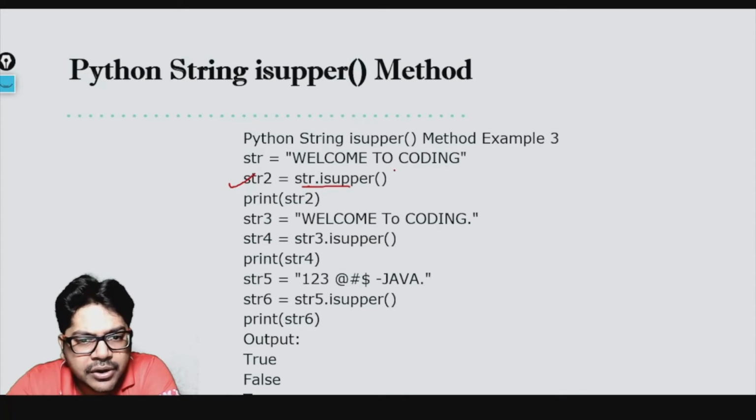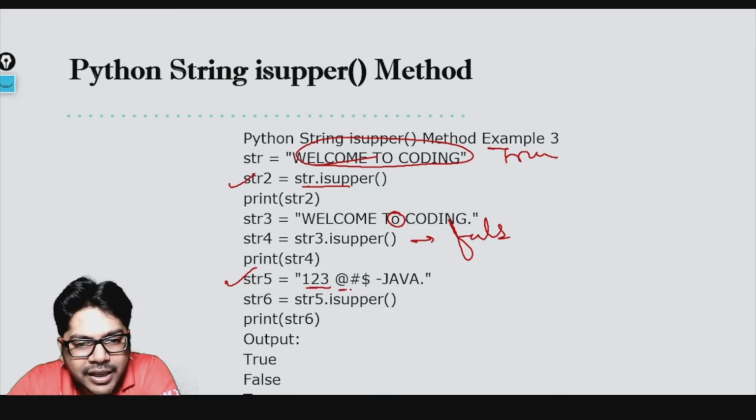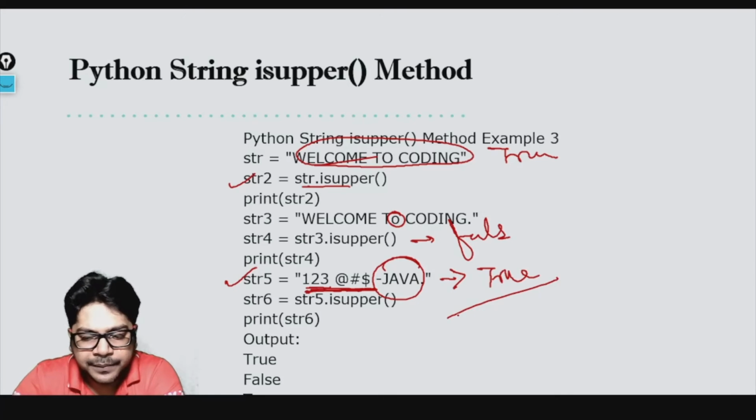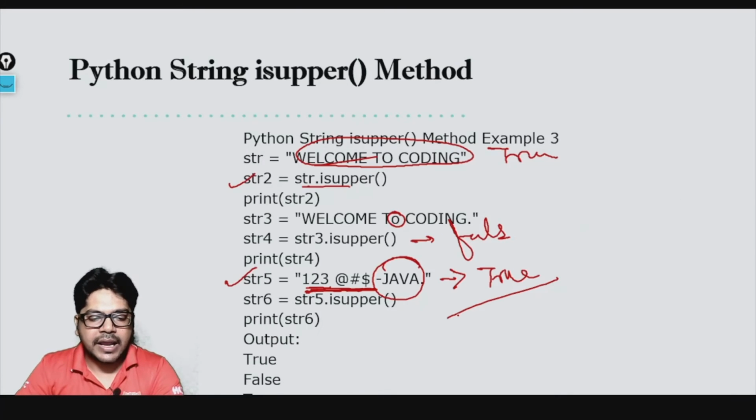str2 is equal to str.isupper, here this is your str, for this you will get true, right? Then WELCOME TO CODING, here you have mentioned one small o, right? So for this you are going to get false. And here for this one, you see here you have a number, special character, and all the other characters which are there in capital. So for this you will get true, right? So now let us go and try this one out.